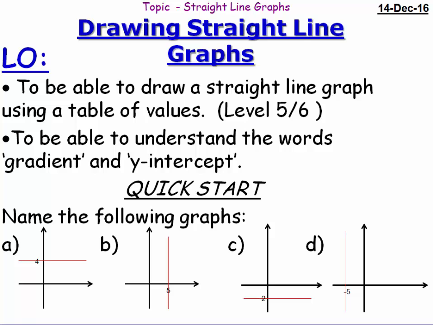To be able to draw a graph, we need to understand what is meant by gradient and the Y-intercept. Let's have a quick look at naming these graphs. In A, it's y equals 4, B, x equals 5, C, y equals -2, and the final one D, x equals -5.